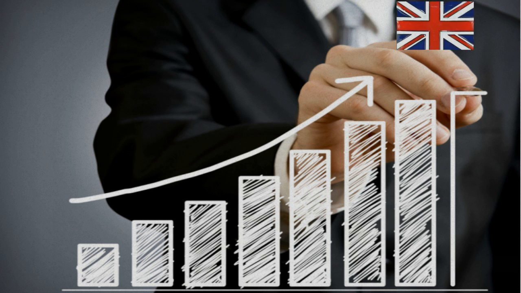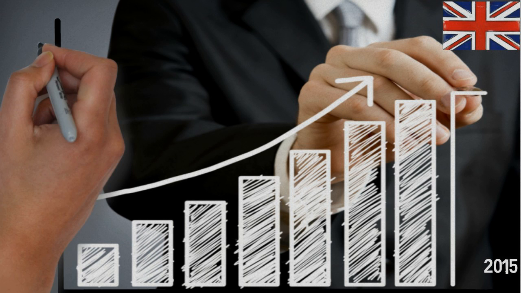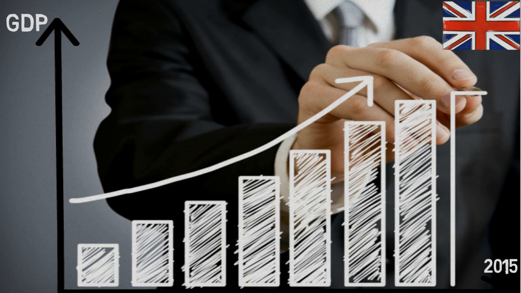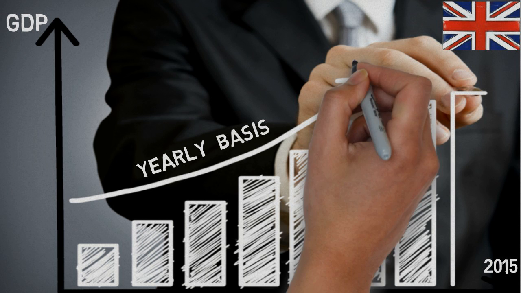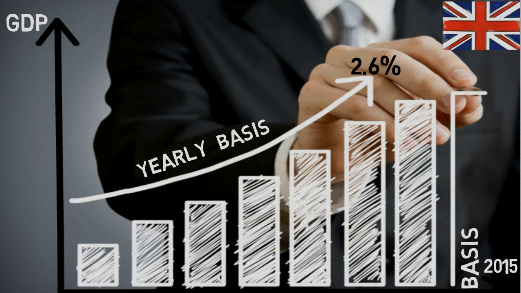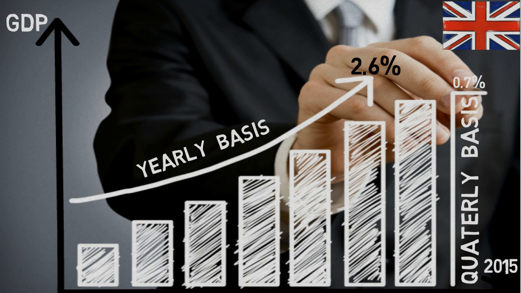Let's consider an example about the UK economy. In mid-2015, the UK economy returned to a level of health that was last seen before the subprime crisis. The second quarter GDP report from the UK met expectations of robust growth. On a yearly basis, the economy grew 2.6%, while on a quarterly basis, it expanded 0.7%.